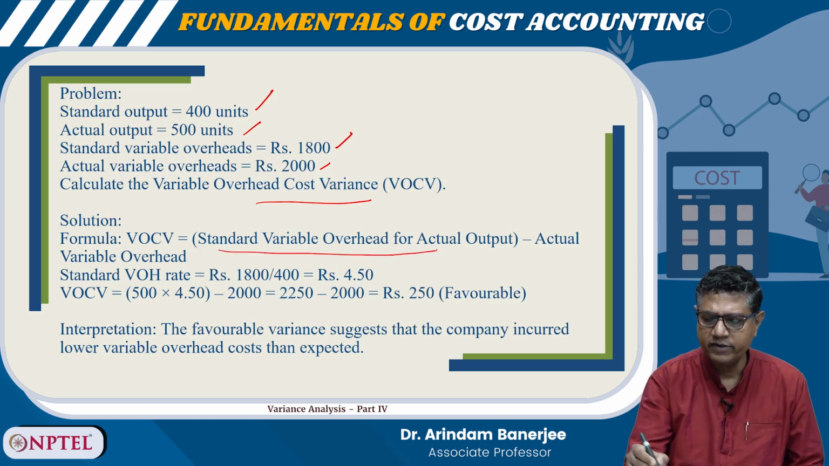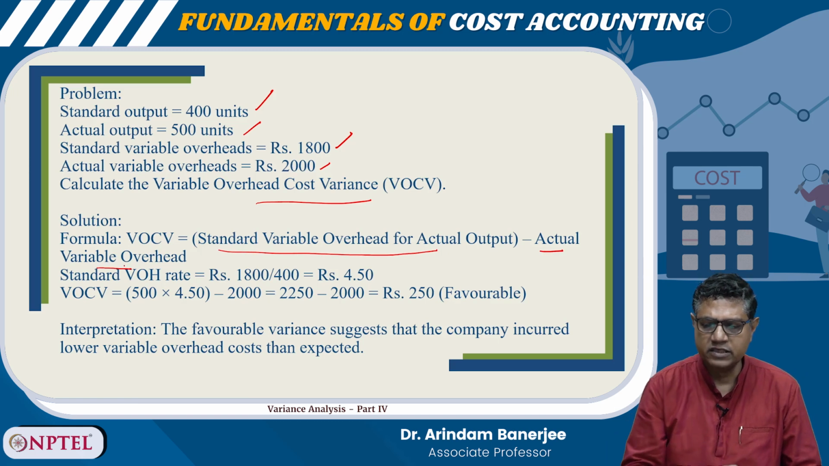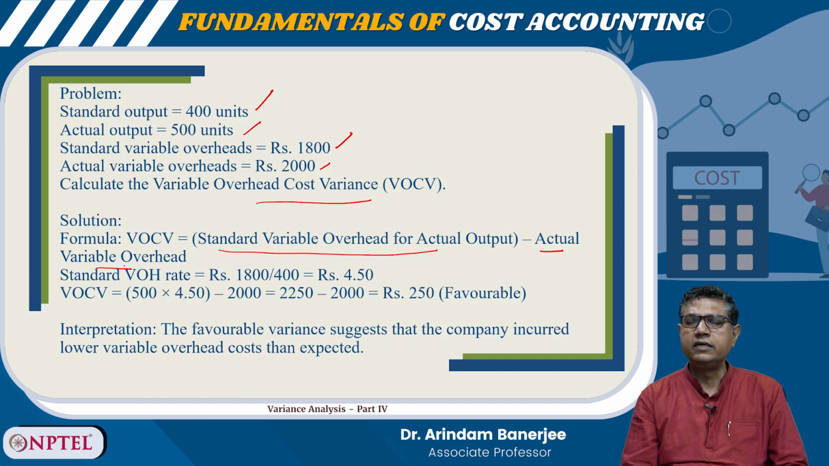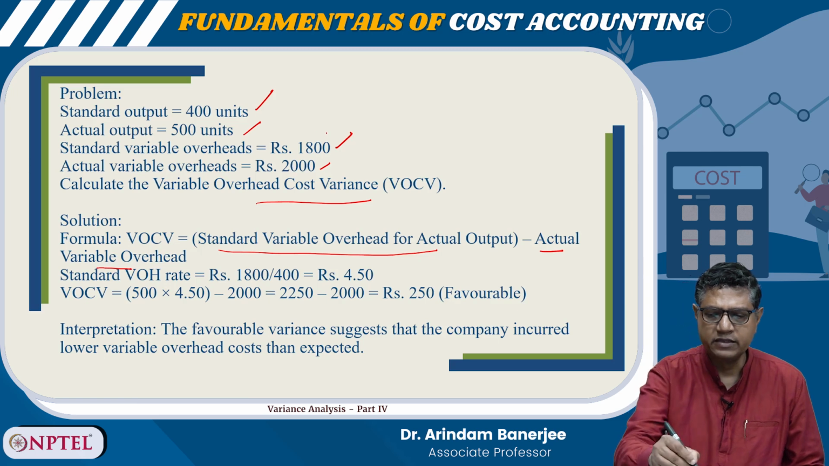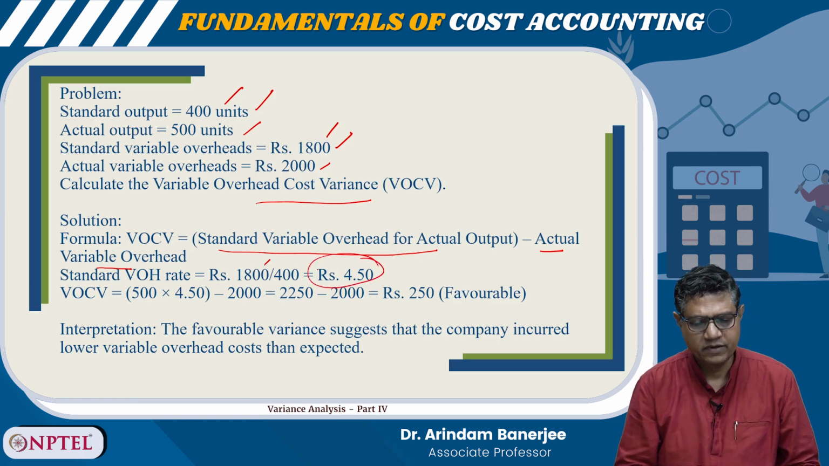Standard variable overhead for actual output minus actual variable overhead. So, this is the formula, right? So, standard variable overhead rate is how much? 1800 is the total variable overhead given for 400 units. So, it is rupees 4.50, right?